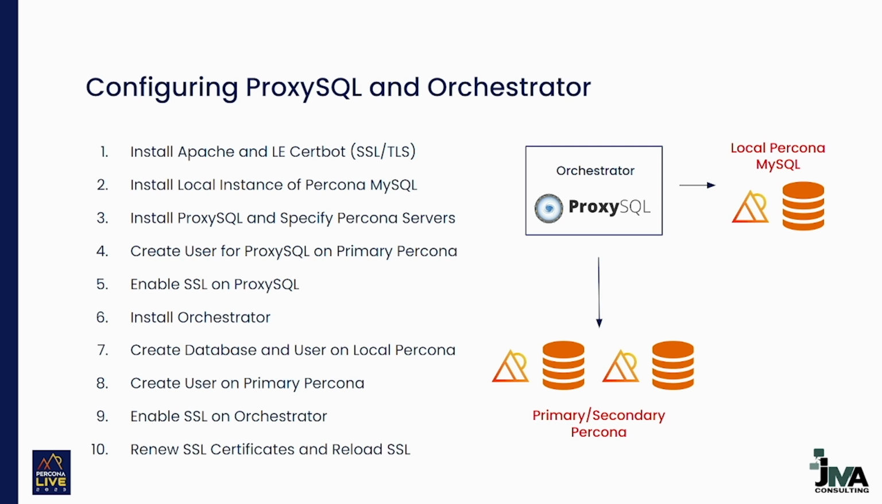We then proceed to create a new user on the primary Percona server, which will allow Orchestrator to both monitor and control the relationship between the 2 Percona servers. And then, edit the configuration file, specify these credentials, specify the SSL certificate and key, and then enable the automatic failover. And that will just do everything automatically if one thing goes down.